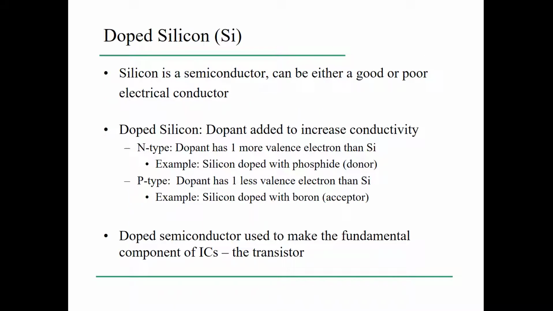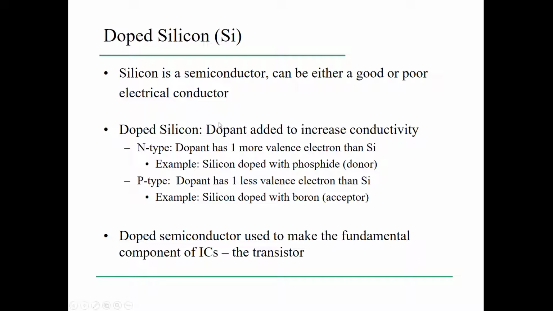Now, the most common semiconductor that's used in electronics is silicon, and semiconductors are materials that are mediocre electrical conductors, so they're not as good as conductors like copper, silver, and gold, but they're not as bad of conductors like insulators are, like paper or Teflon or mica, material like that.